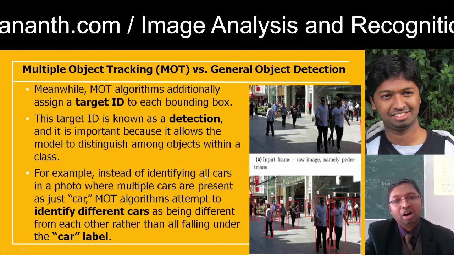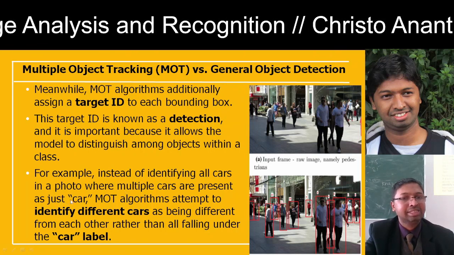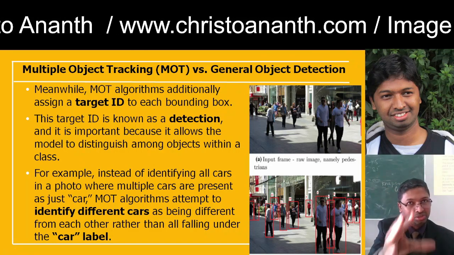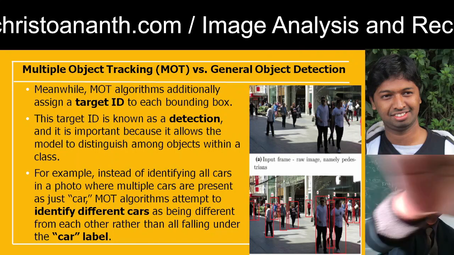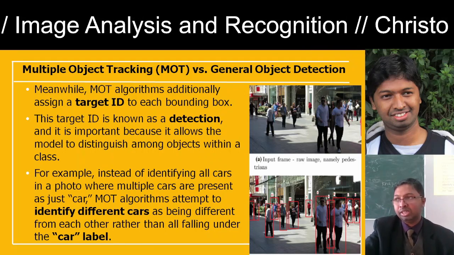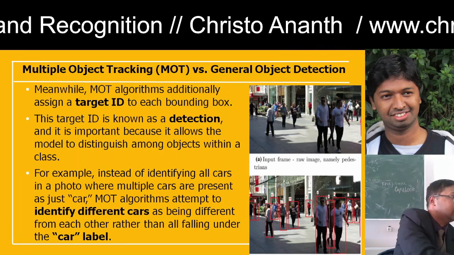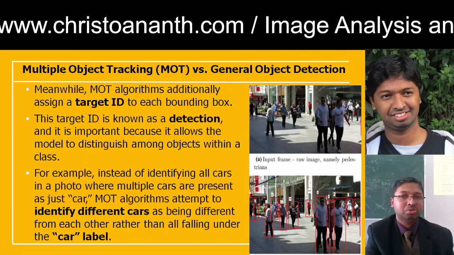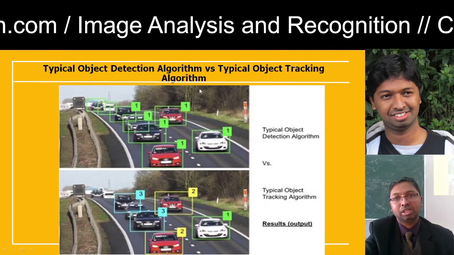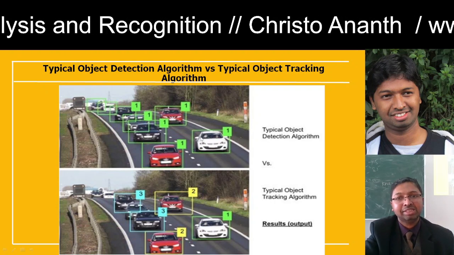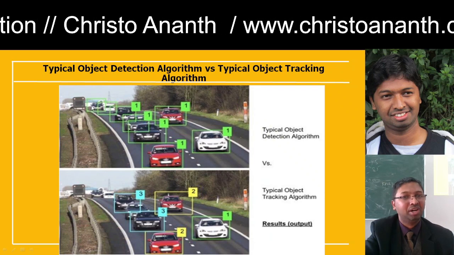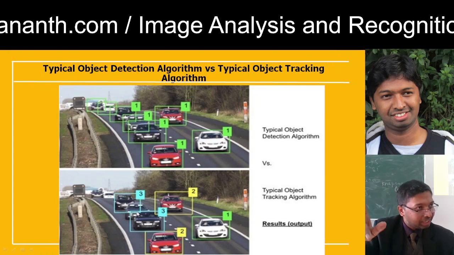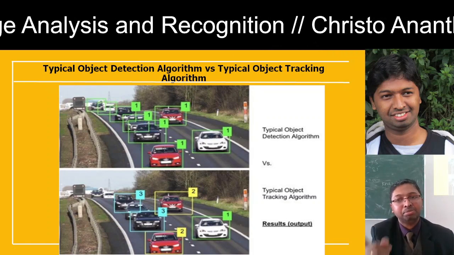So instead of identifying all cars in a photo as just car, using a MOT algorithm you can actually identify which is which. General detection will say this is object, this is object, this is object, that's all. But a MOT algorithm will say this is a bottle, this is a laptop, this is a projector, this is a mobile, this is my specs case. So it will have an associated label. This is the typical object detection algorithm versus the typical object tracking algorithm. This is detection, 1, 1, 1, 1, but here this is 1, this is 2, this is 3. So every color it will identify. This is the advantage of the typical object tracking algorithm.